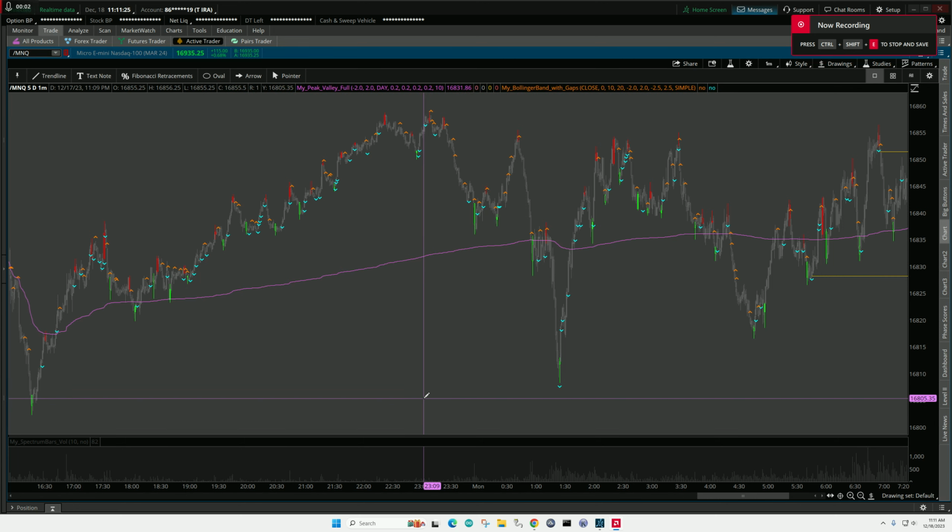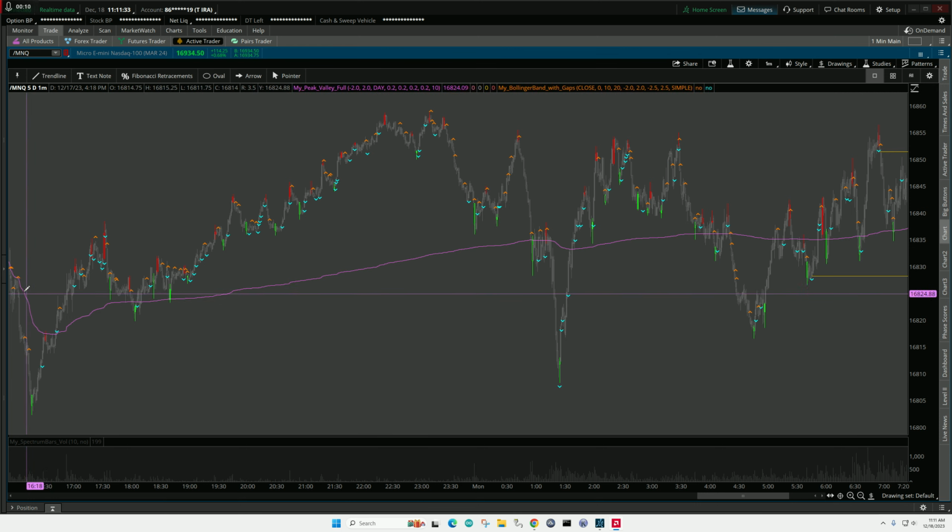December 18th, 2023, micro NASDAQ futures, 1 minute chart. This is the pre-market from Sunday night to Monday open. It's all condensed, and I'm just showing you what I look at before the market opens. So I'm looking for gaps.